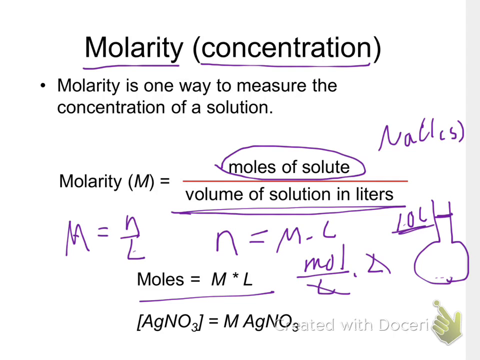Now, the other thing you need to know is that often in AP Chem, or chemists in general, use brackets to indicate molarity. So if I were to say, find the bracket with silver nitrate inside, I want you to find the molarity of the silver nitrate solution. And sometimes we'll just say the term concentration: what is the concentration of the solution? We are always talking about molarity.